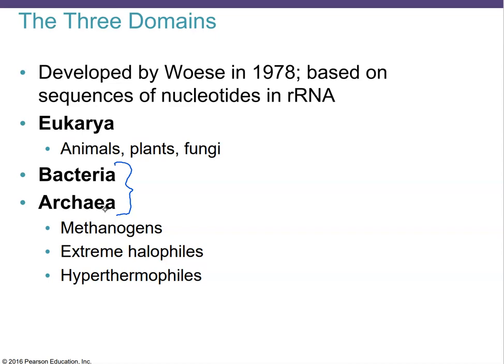So again, if the bacteria and archaea were supposed to remain in the same kingdom, they would share a lot more similarities to each other than either one to the eukaryotes. But the archaea, for example, are not any more similar to the bacteria than they are to the eukaryotes. The 3 domain system was introduced by Carl Woese in 1978, and it was based on sequences of nucleotides in ribosomal RNA. Let's take a look at it.